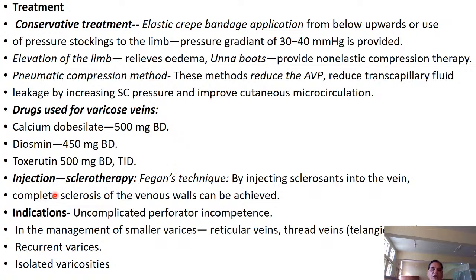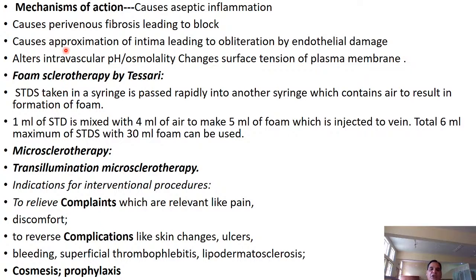So we are going to the different non-surgical management. Injection sclerotherapy, it is the Fegan technique. So this is a sclerosant injection. Indications are uncomplicated or recurrent veins indicated for sclerotherapy. How does it act? The sclerotherapy causes aseptic inflammation. Then, important for a short note also, it is the foam sclerotherapy by Tessari. This can always be asked.